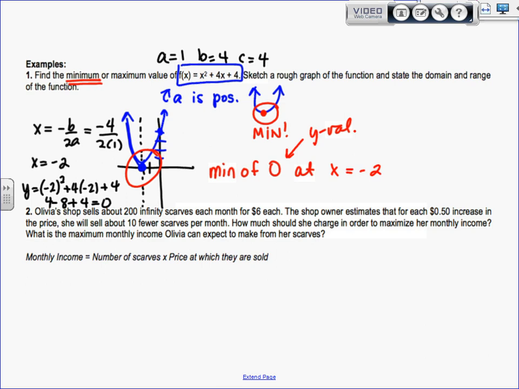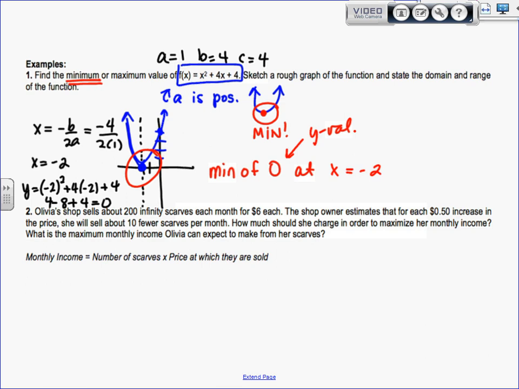You might have some story problems on these types of things. This one's a little bit tricky. It says Olivia's shop sells about 200 infinity scarves each month for $6 each. She estimates that for each 50-cent increase, she will sell about 10 fewer scarves per month. How much should she charge in order to maximize her monthly income?